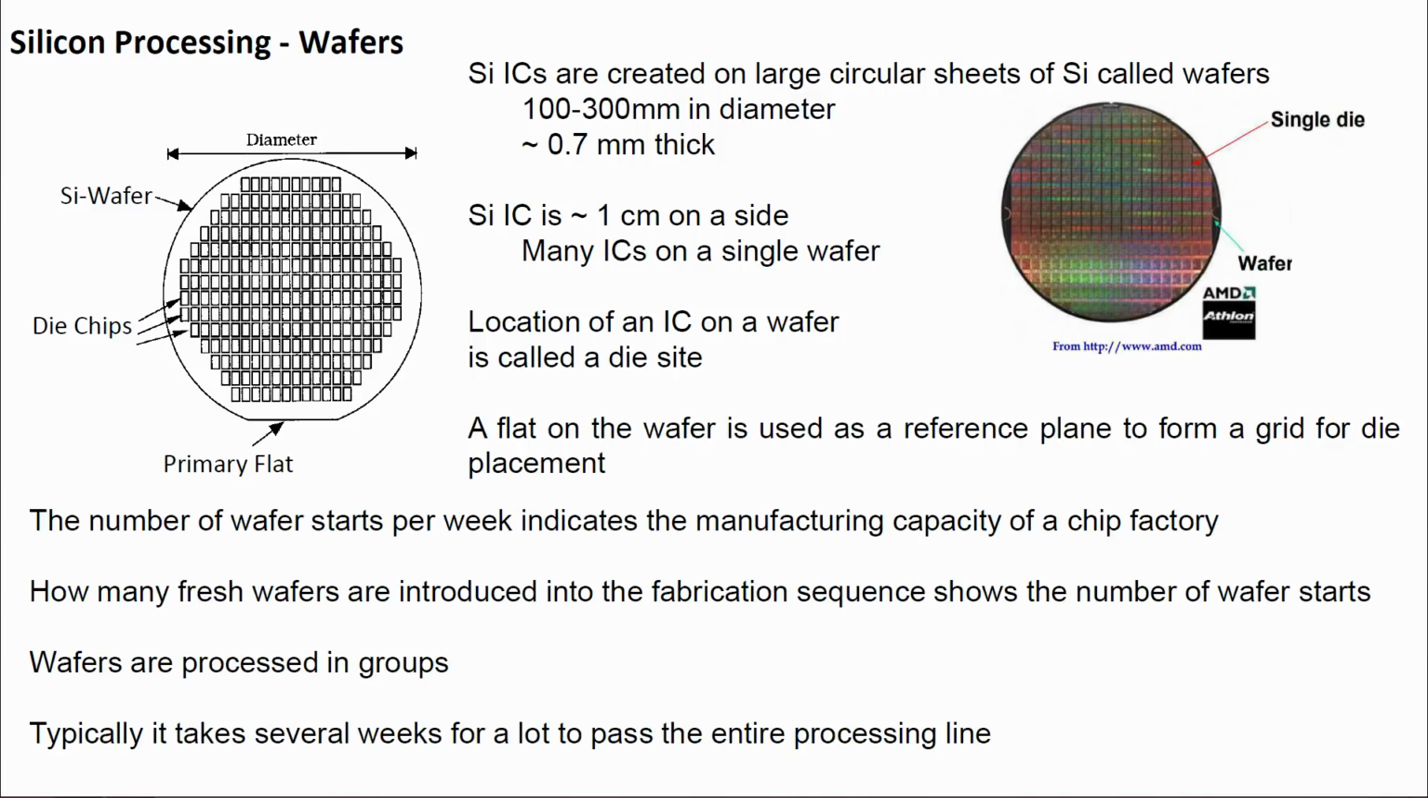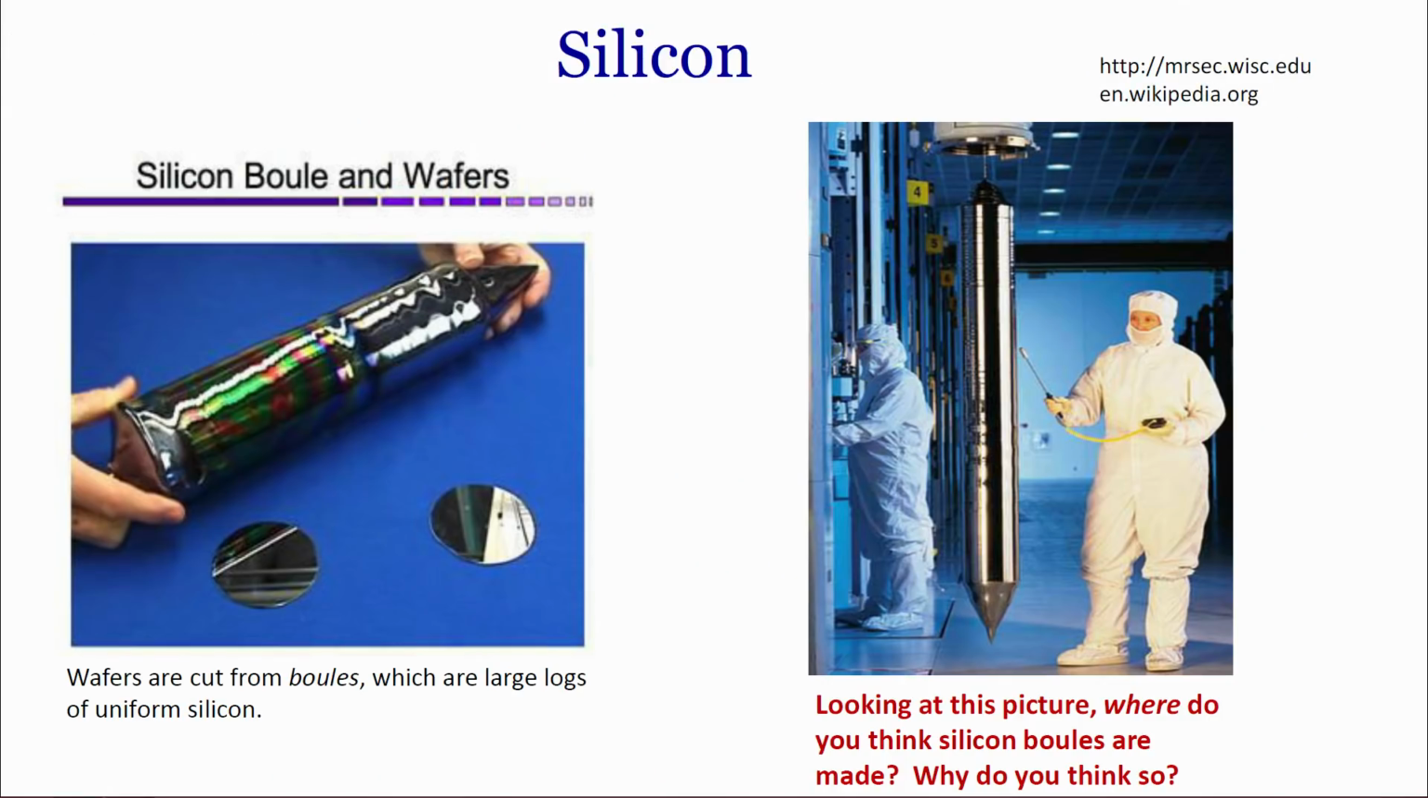Then about the silicon, silicon is manufactured in a clean room. What you can see on the right side is a boule of silicon, and wafers are cut from this and polished to form the final wafers. Silicon is cut from this particular boule to form final wafers.